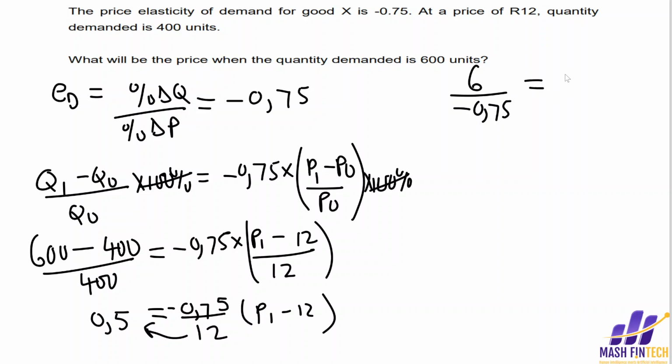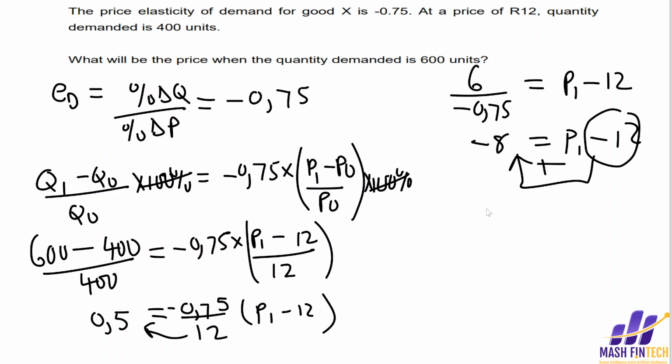This is equal to P1 minus 12. If you divide this, you must get an answer of negative 8. 6 over 0.75 is minus 8, which is P1 minus 12. This 12, if you shift it to the other side, it becomes a plus. So your P1 is equal to 12 minus 8. The price is equal to 4.